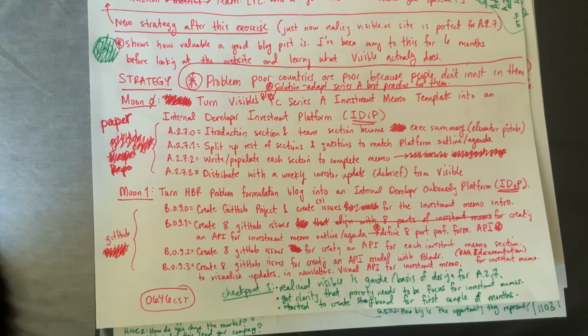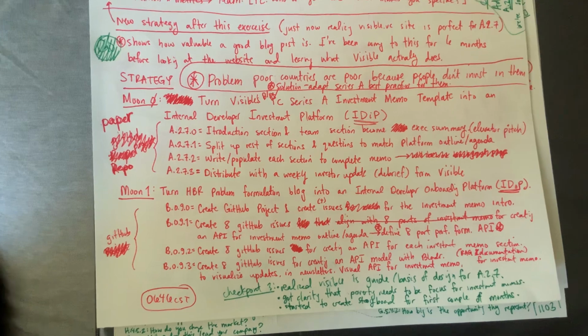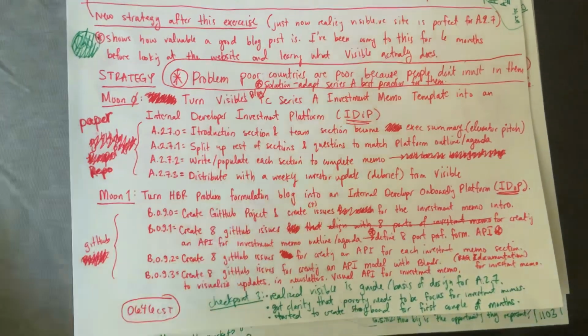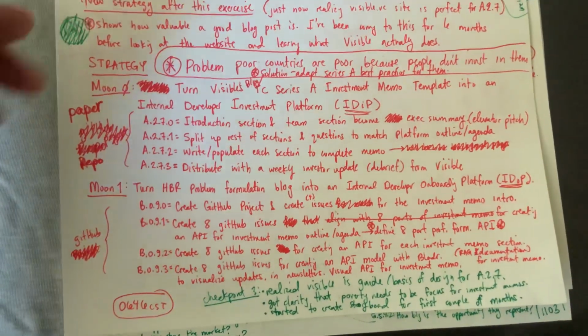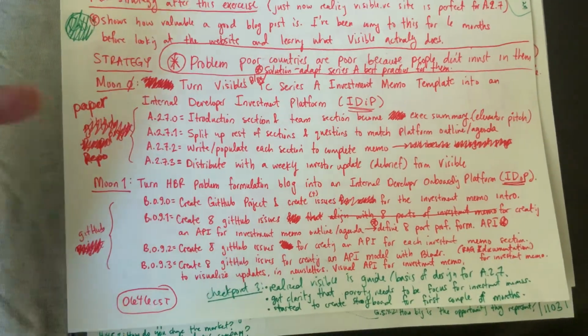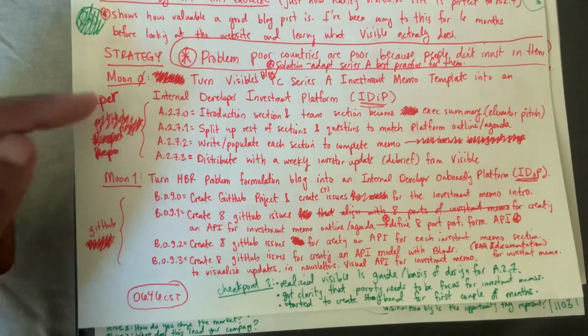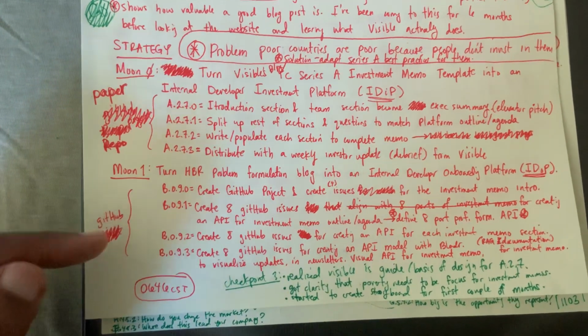The solution is to adapt these Series A best practices for underserved, disinvested countries. And with that in mind, I wanted to come up, okay, let's start listing out this again. What are we doing month to month? So I just started tracking out what we're doing. So first month, we're just working on paper. Second month, we're working on GitHub.